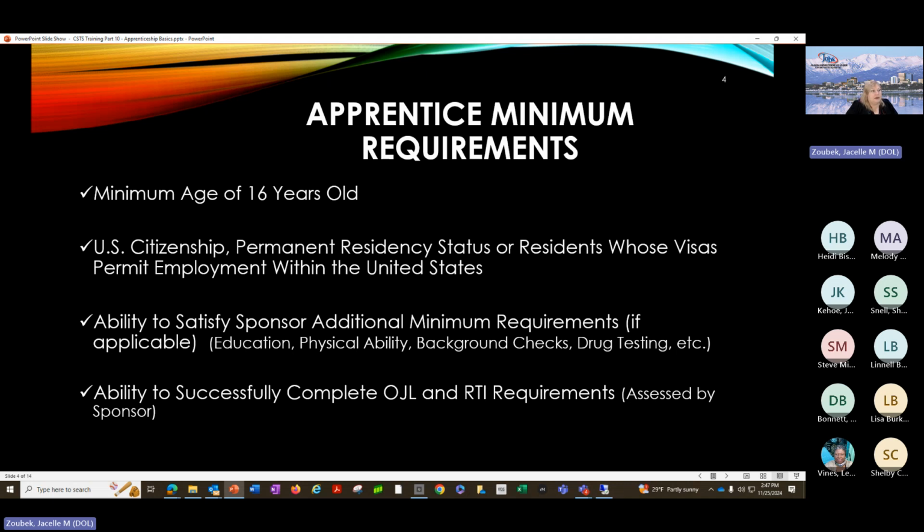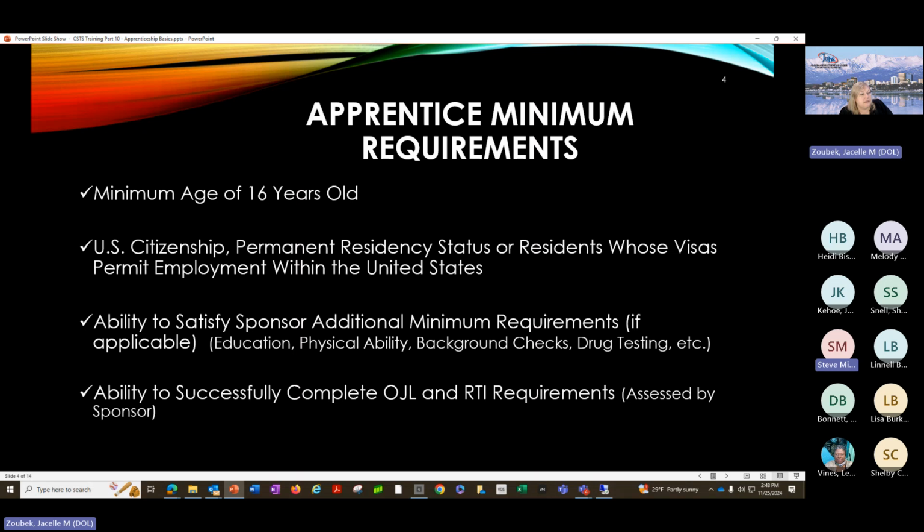So that could be any additional education requirements, like if they said you have to have a high school equivalency or diploma, any physical abilities to carry out the tasks, any background check, drug testing, etc. So this can't be minimum requirements that say you're pretty and you wear a braid in your hair. They have to be related to the job or job restrictions.